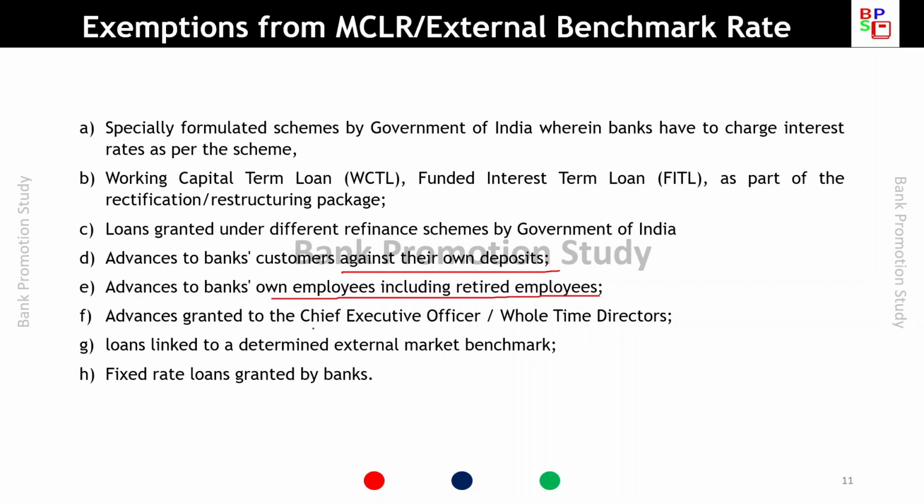Advance granted to chief executive officer or whole-time directors, and loans linked to a determined external market benchmark, and fixed rate loans granted by the banks. So these are the loans which are exempted from MCLR and EBLR.